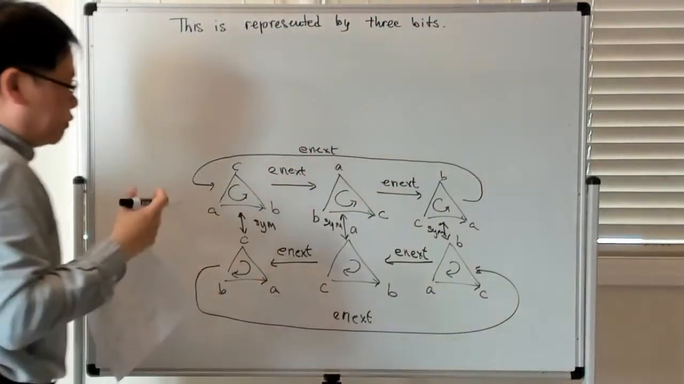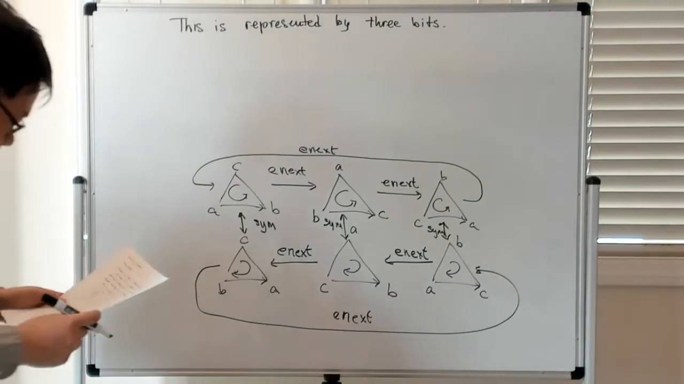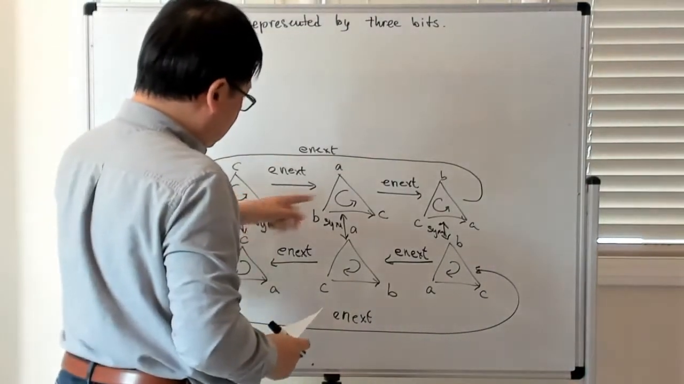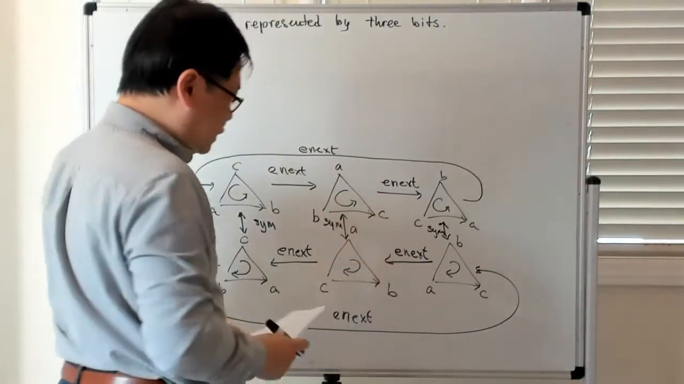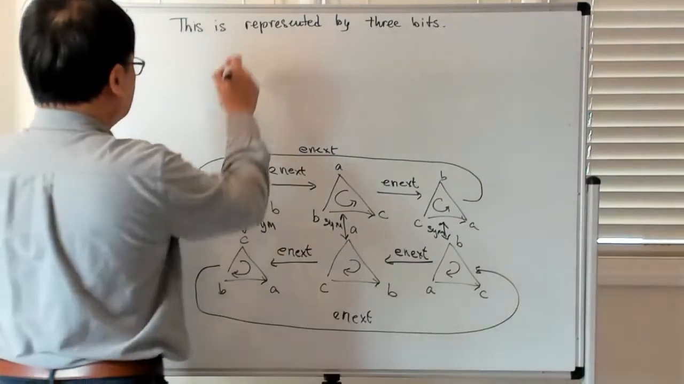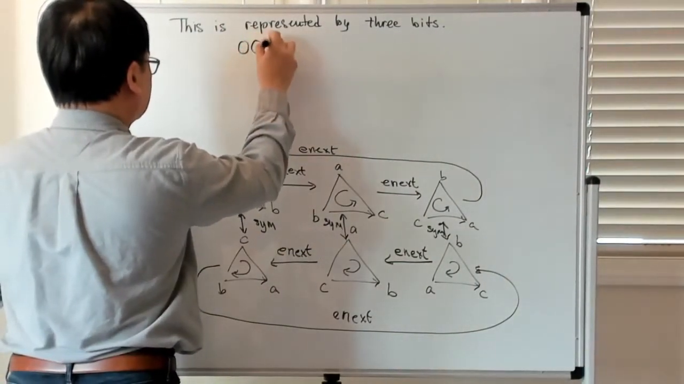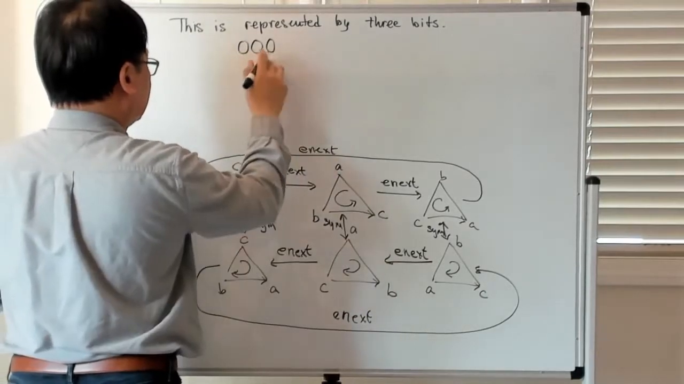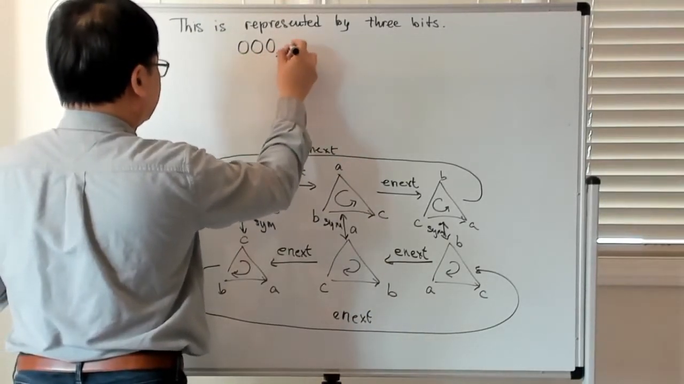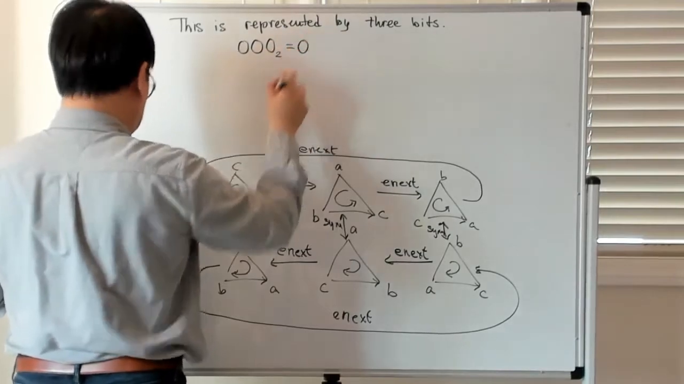Okay, and then with the first bit, it represents the orientation. So I'm going to write down the binary digits for each of these six things, and hopefully you'll see what's going on. The first one here, corresponding to this, is going to be denoted by 000 in base 2, which is of course 0 in base 10.